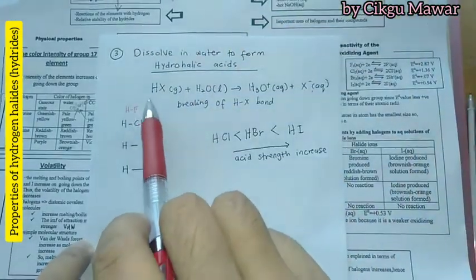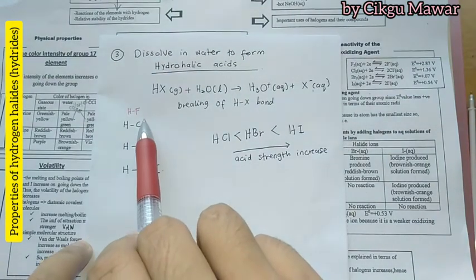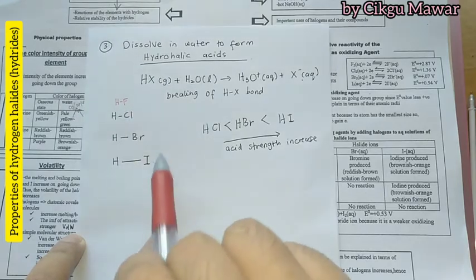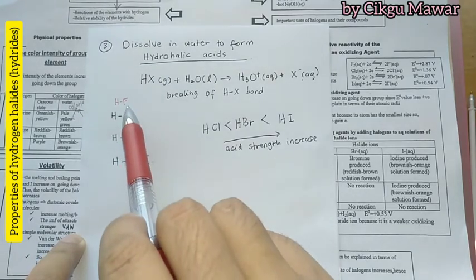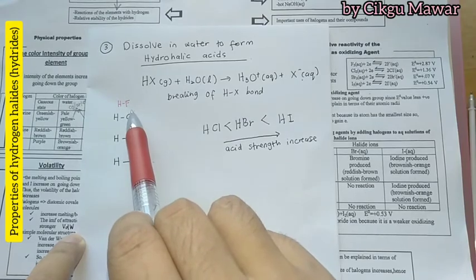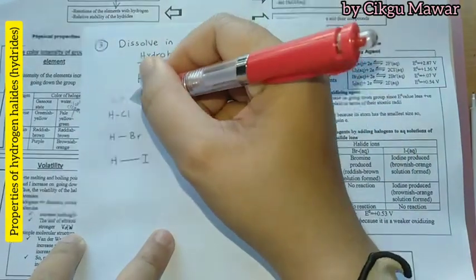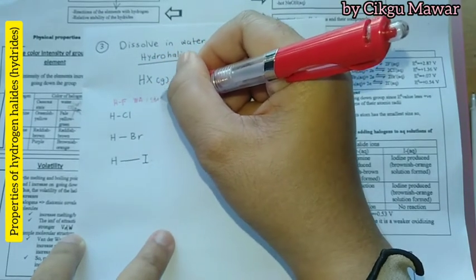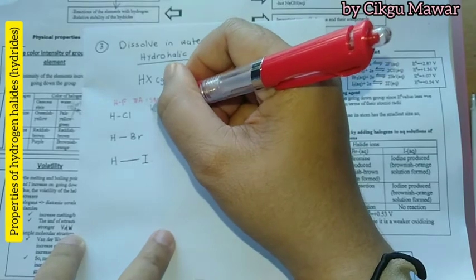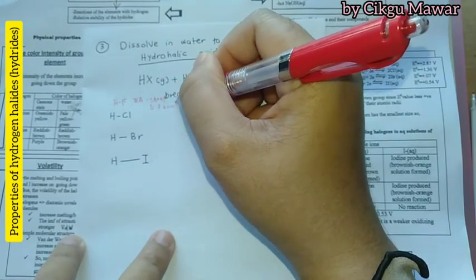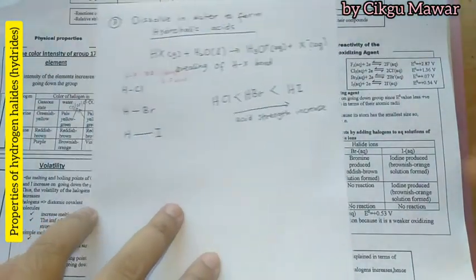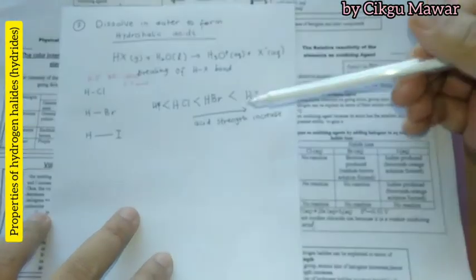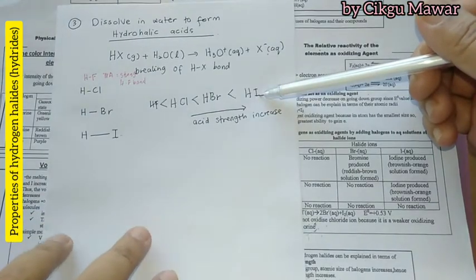Since hydrogen fluoride consists of hydrogen bonding and it is a stronger bond compared to other hydrogen halides, hydrogen fluoride is a weak acid due to the strong HF bond. So we can follow it like this. The strongest one is hydrogen iodide.